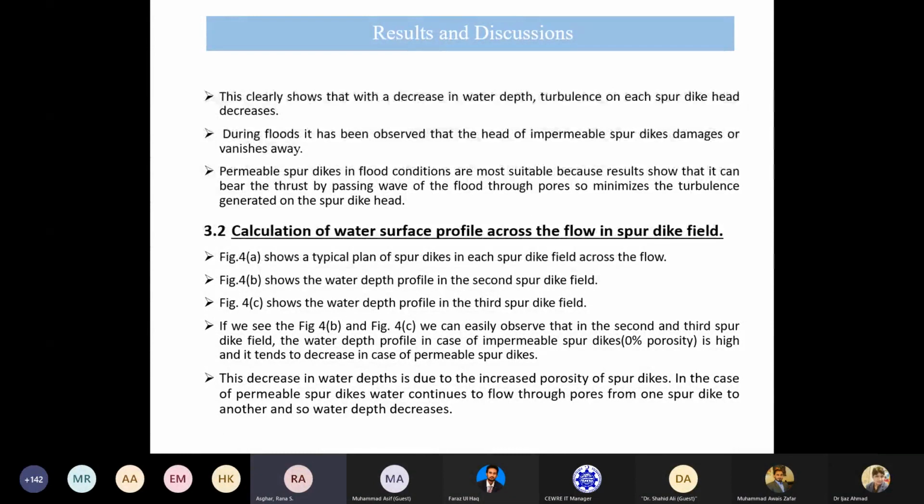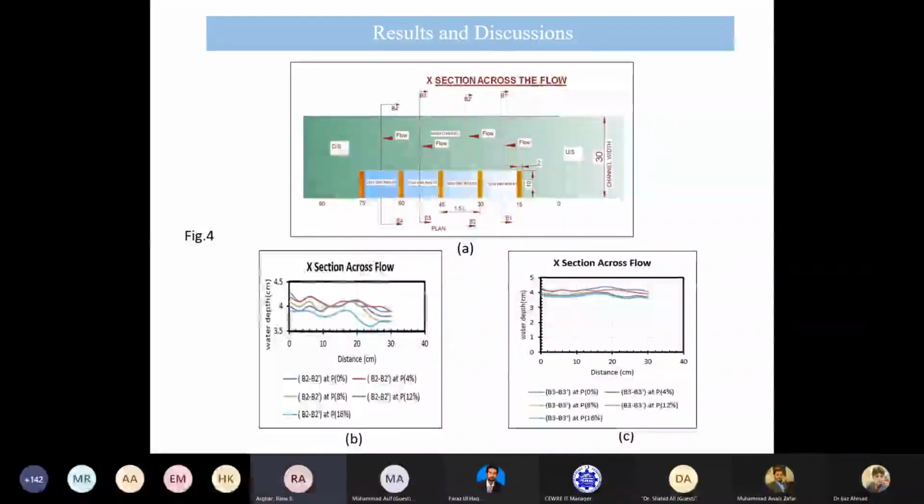Second one is calculation of water surface profile across the flow in spur dike field. Again there is a plan, and you can see B1 dash, B2 dash, B3 dash, and B4 dash. These are the sections. In this research, I have just taken two spur dike fields, that is B2 dash and B3 dash. If you see the results, these are in figure 4b and 4c.